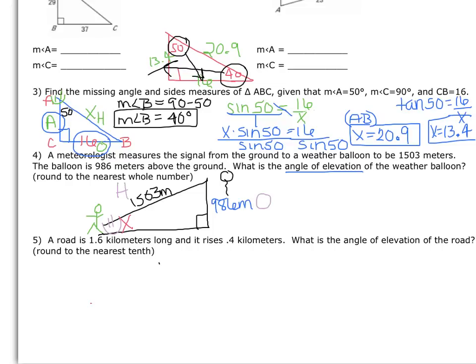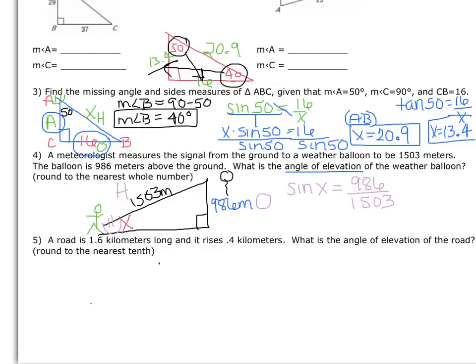So we have the opposite and the hypotenuse, which is sine. So sine of the missing angle is equal to opposite over hypotenuse. So there you go again. We'll just set that up and we will calculate the inverses when we get to class. So that's how you would set it up. Let's go to the next one.